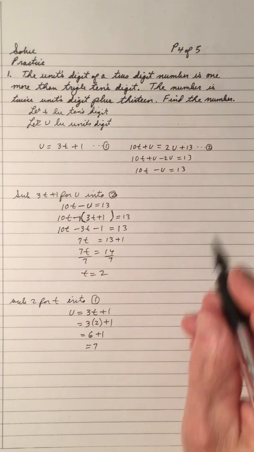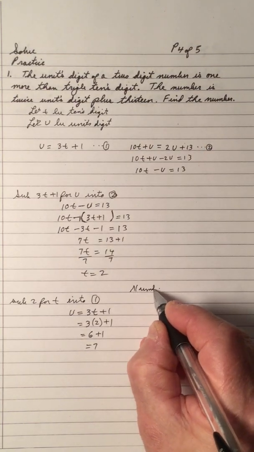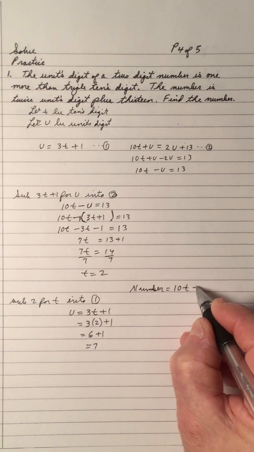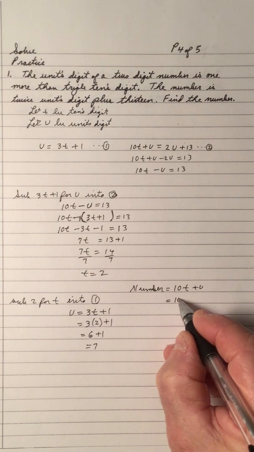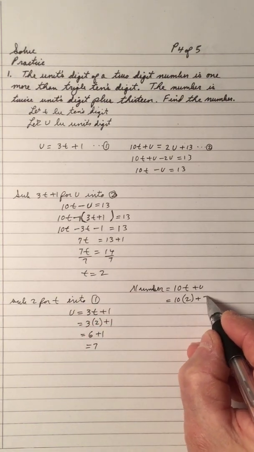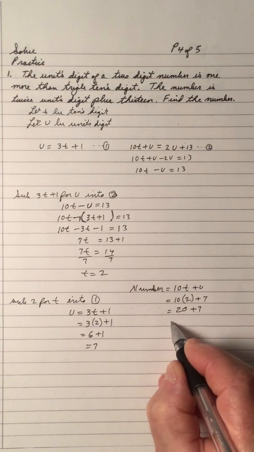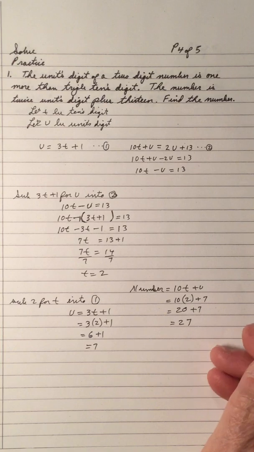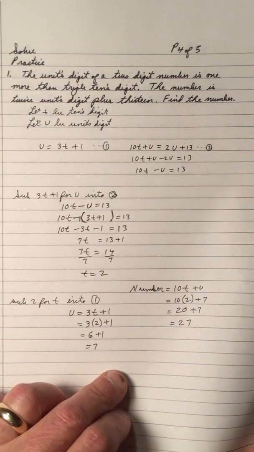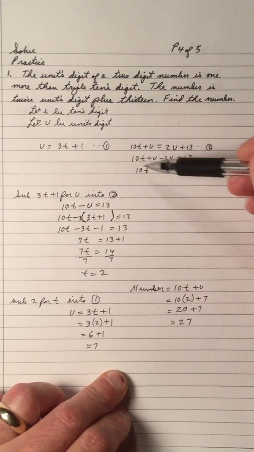So they want the number again. So the number equals 10t plus u. T is 2. The u is 7. And that's 20 plus a 7. So the number is 27. How'd you make out? Hopefully everything is going okay. Notice this problem had both. It had the sum of the digits and it had the number.